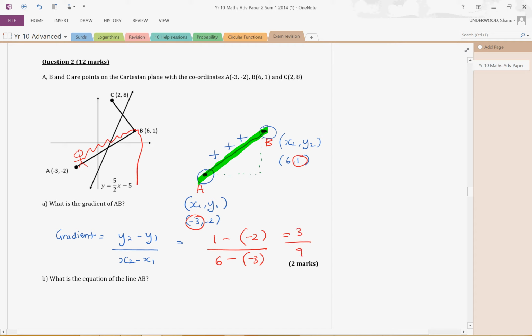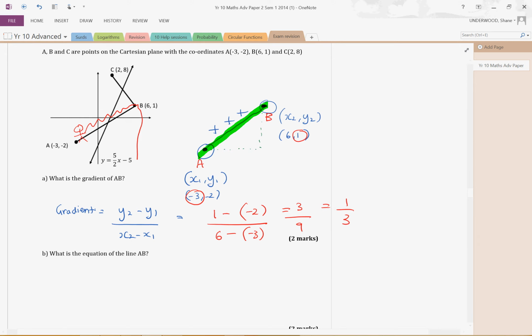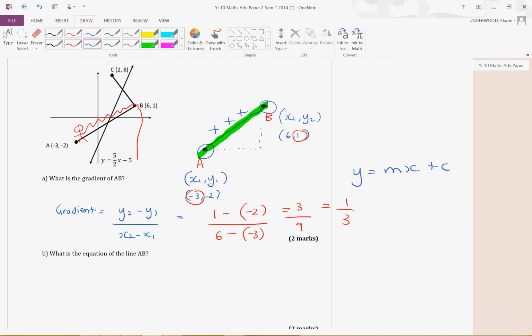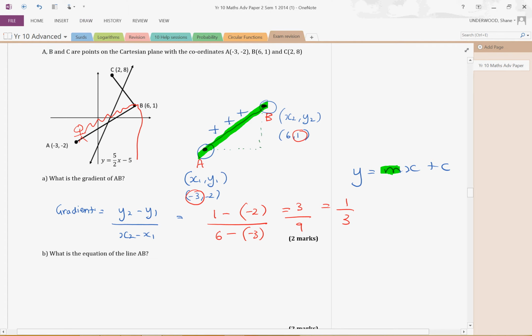3 over 9, which is equal to 1/3. All right. Now, what have we now found in the equation? What have we now found? We've found y equals mx plus c. What have we found? M. Oh my goodness. We have found m.